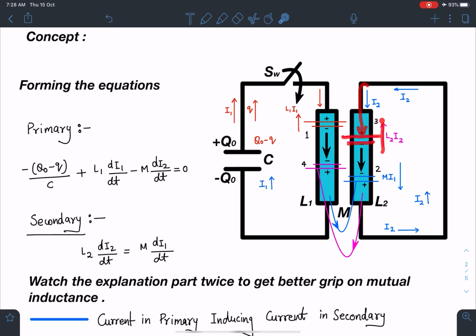So corresponding flux will be L2 I2, or you can say here the corresponding EMF, the pink one, you can write L2 di2 by dt. So this is done in the secondary loop. Now the same process will happen due to the second one on the first one as well.